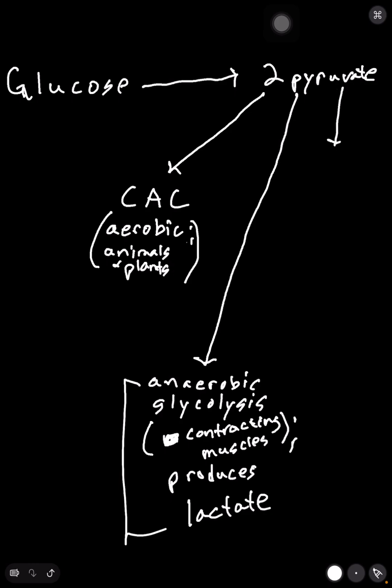And then, in certain types of organisms, you can have pyruvate being used in alcoholic fermentation. And this happens with yeast. So it's the classic thing.